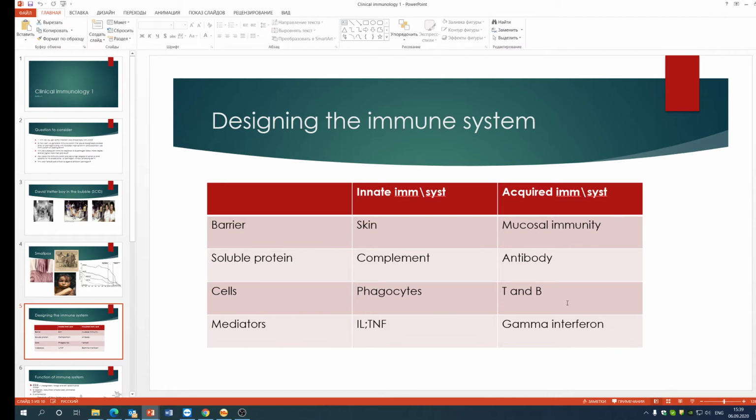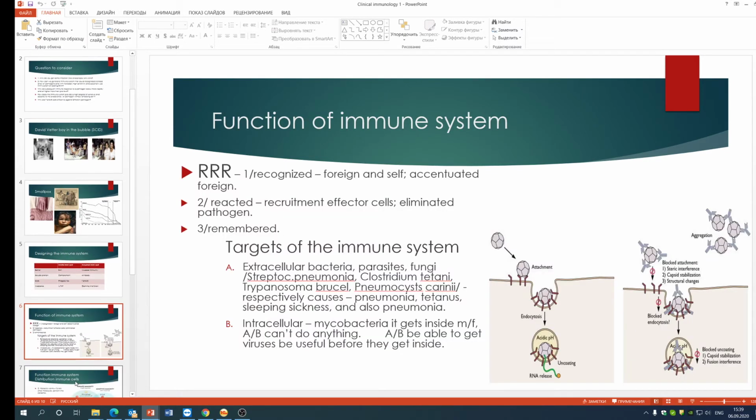The acquired immune system has T and B cells. Mediators include interleukins, of which there are a lot, and tumor necrosis factor with subtypes alpha and beta. Gamma interferon belongs to the acquired immune system.